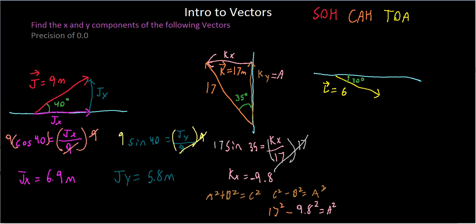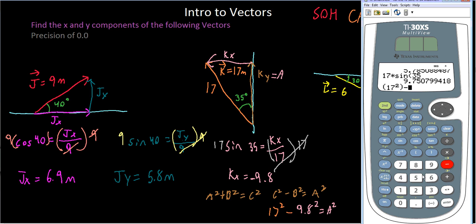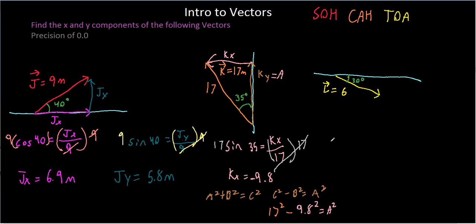And so we literally just type this into our calculator. We'd say 17 squared minus 9.8 squared. And we get 192.96, and we just take the square root of that. 192.96. And we get about 13.9. So k of y is 13.9.